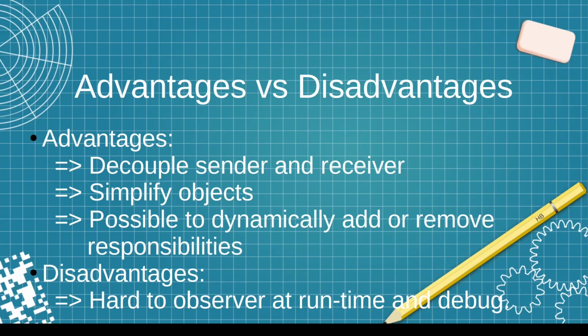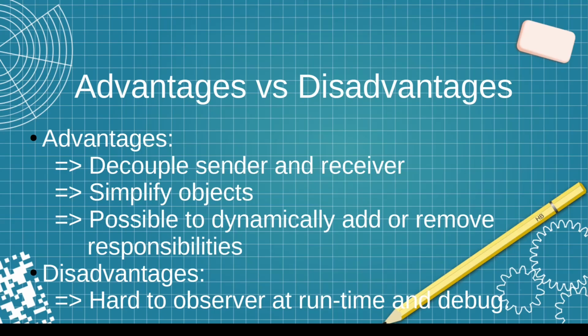Okay, now we will talk about the advantages and the disadvantages of using the chain of responsibility design pattern. Let's start off with the advantages. The first thing that we reach by using this pattern is decoupling sender and receiver. And decoupling our application is always a good thing. Then, apart from that, this design pattern will simplify our objects, since every object only needs to know who is next in line instead of knowing the entire chain of responsibility.